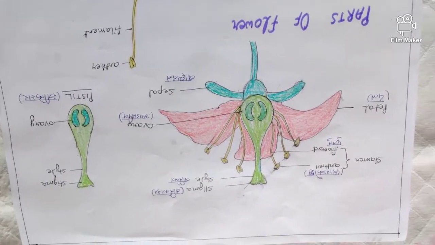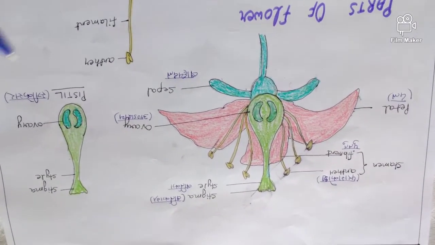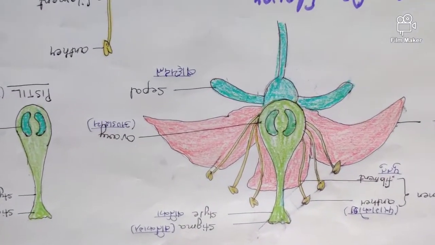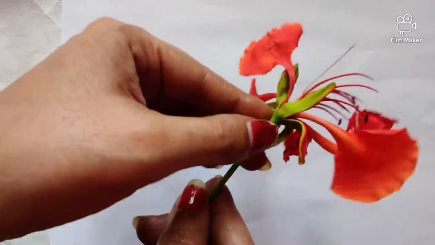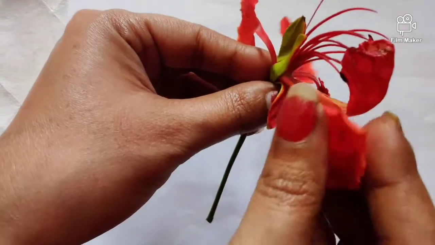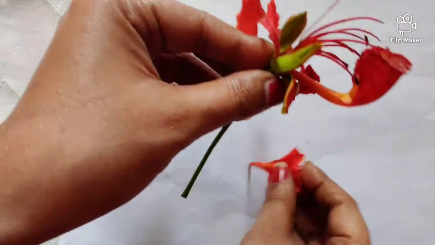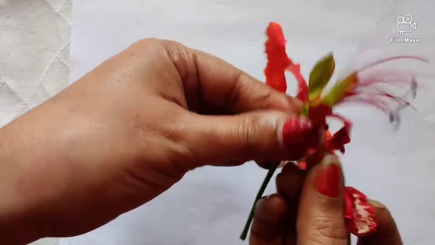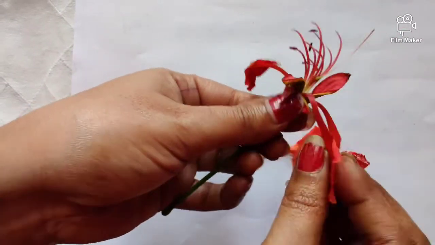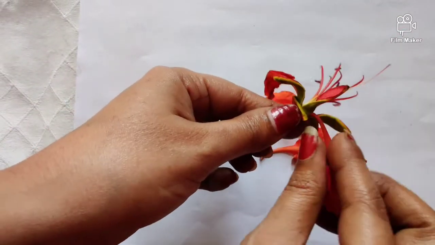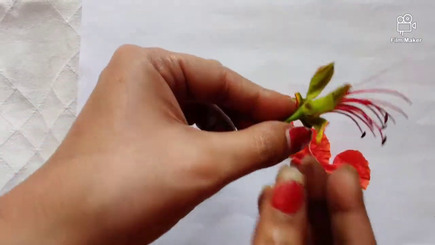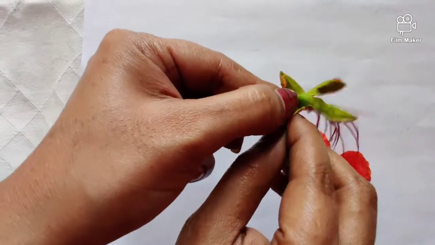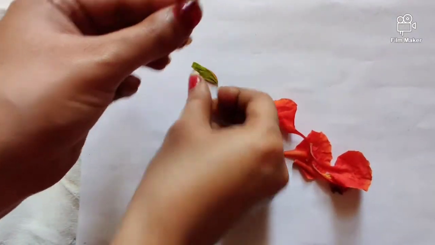Now we see the dissection of a flower practically. This is a gulmohar flower. These are red colored petals. Beneath them, these are green colored sepals.